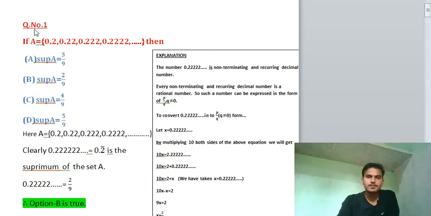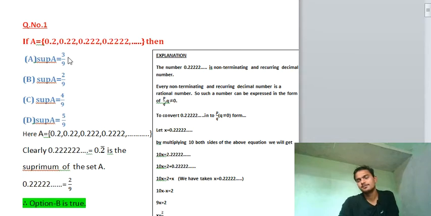This is question number 1, CPET 2021. It is given A. Clearly A is an infinite set, and you have to find out the supremum of the set A. So what is supremum? LUB. LUB is otherwise called supremum. The full form of LUB is least upper bound.